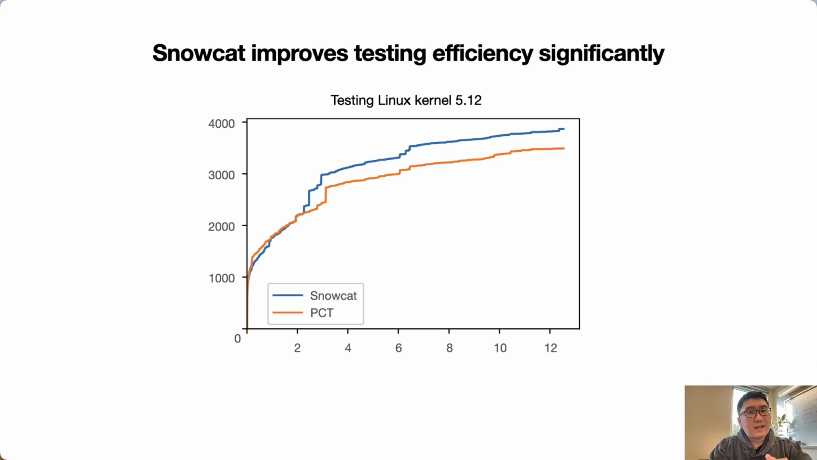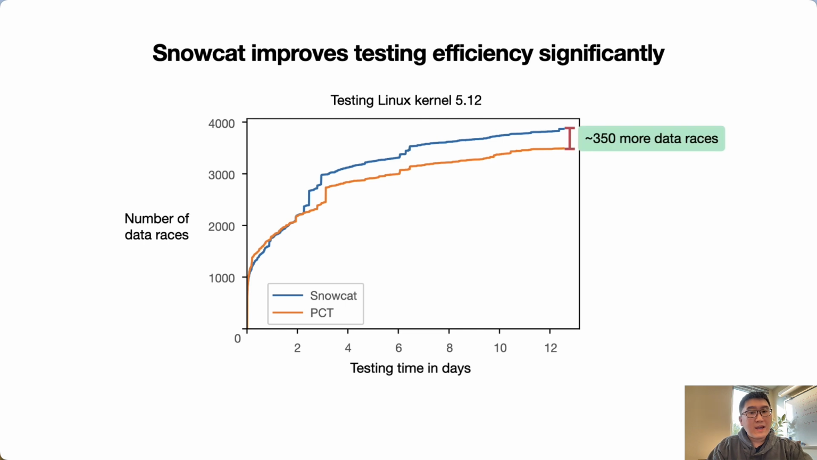We first train a model and test the Linux kernel 5.12. We compare the number of data races found by Snowcat and PCT. PCT is a state-of-the-art concurrency testing approach. The y-axis shows the number of unique data races detected after running the concurrency tests, and the x-axis shows the number of days spent on testing. First, we can see that when both testing the kernel for 12 days, Snowcat can find 350 more data races, which means it is more effective than PCT. Second, to reach a fixed amount of data races, PCT had to spend over 12 days, but Snowcat only took 6 days. It is about 2 times faster.